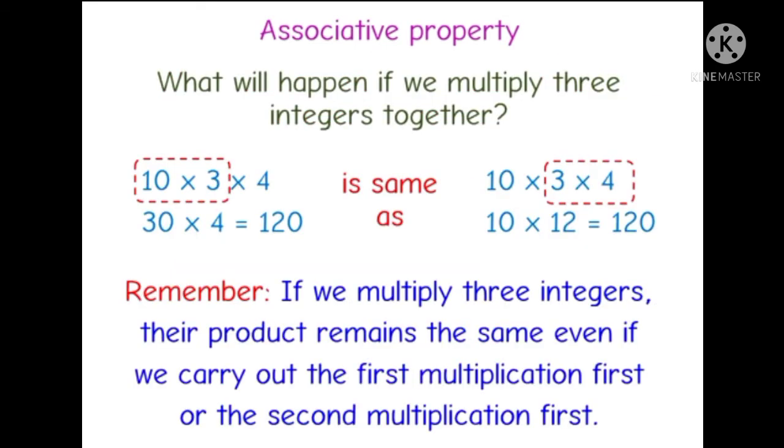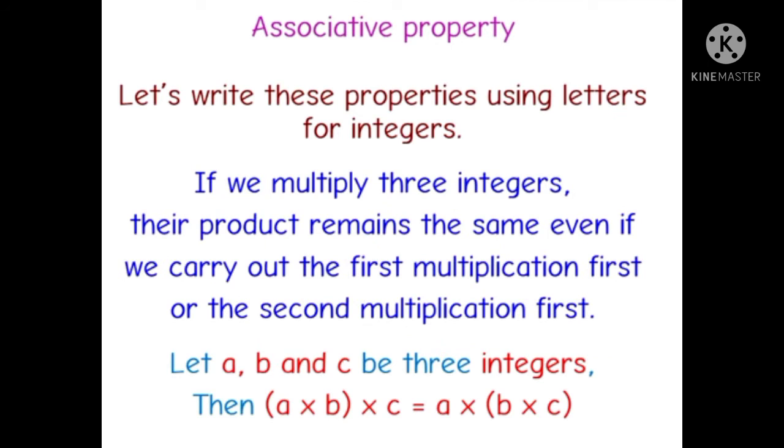Next one is the associative property. Like whole numbers, the product of three integers does not depend upon the grouping of integers. And this is called the associative property for multiplication of integers. Let a, b and c be three integers. Then bracket of a into b into c is equal to a into bracket of b into c.